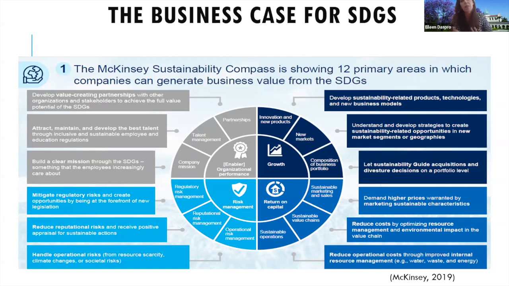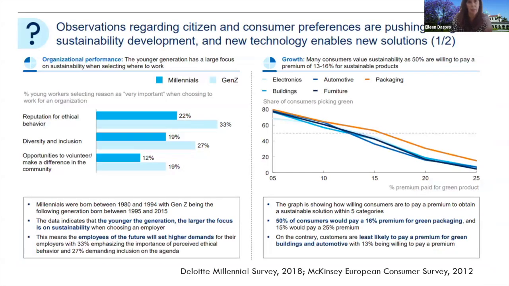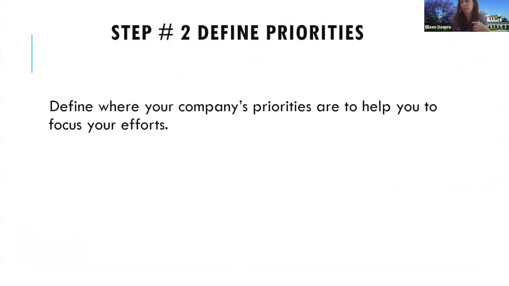So I'd say the first step is looking at your value chain and where your opportunities are for creating shared value. That's step number one. This is just some examples. I'm going to breeze through these for the sake of time.